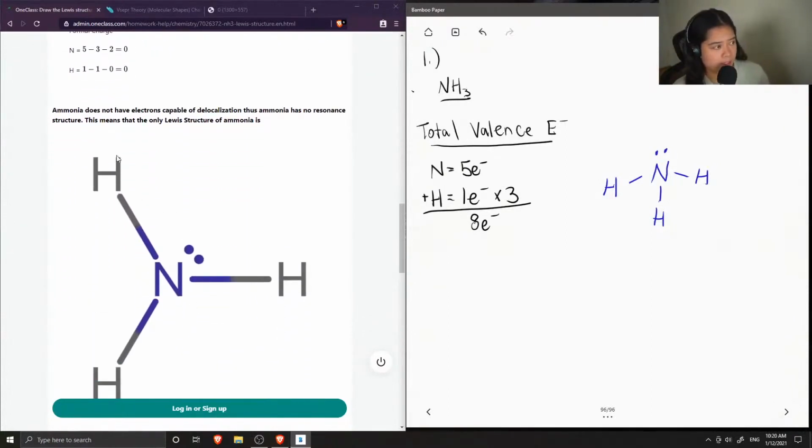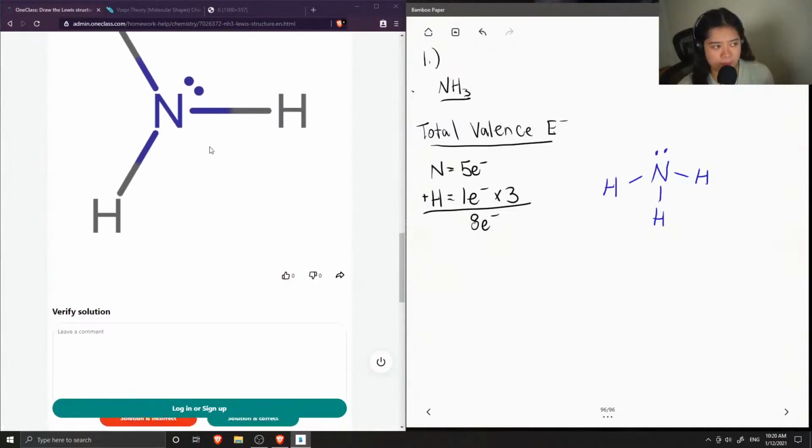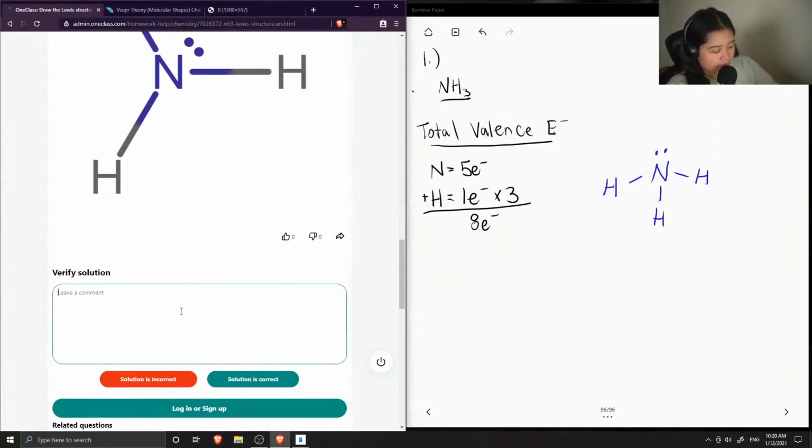And then they said that ammonia does not have electrons capable of delocalization, thus ammonia has no resonance structure. This means that the only Lewis structure of ammonia is the following. Yep, so this solution is correct.